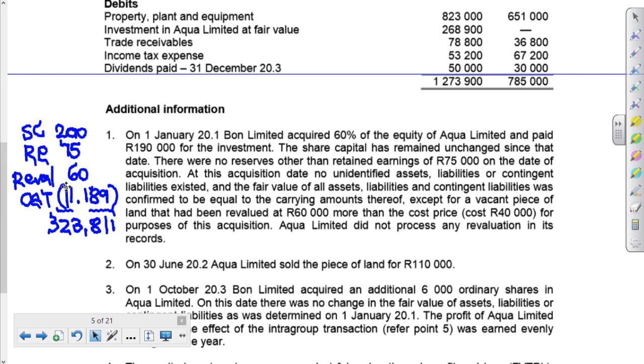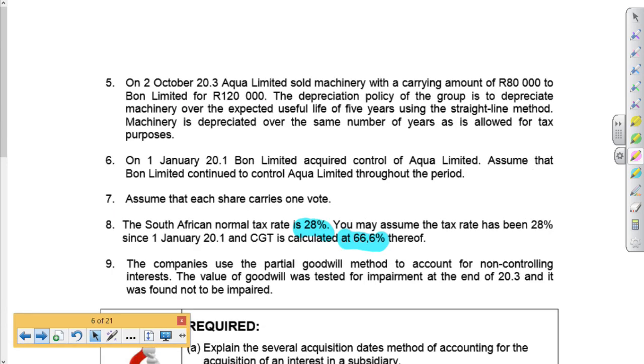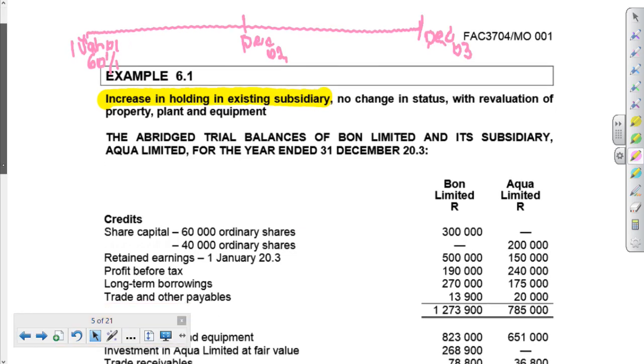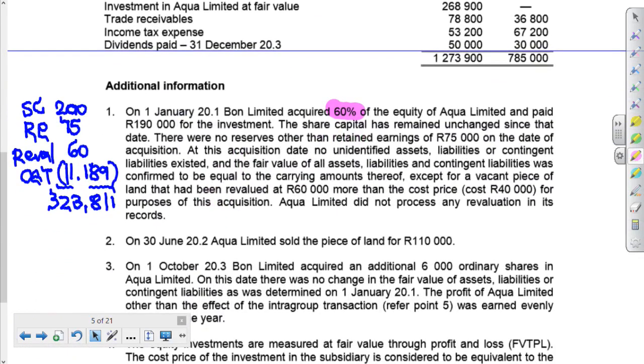Now I have to take out NCI. NCI is 40%, right? Because they said we bought 60%. I must check to see if NCI is at fair value or at percentage NAV. So I again go here, and they say they use the partial goodwill method, and they tested goodwill and found it not to be impaired. So with the partial goodwill method, 40% of that belongs to NCI.